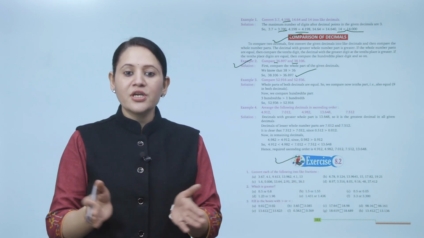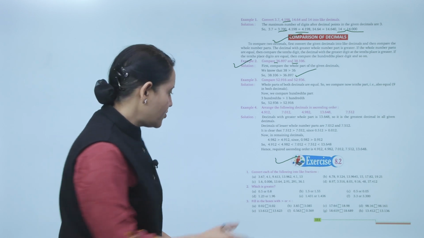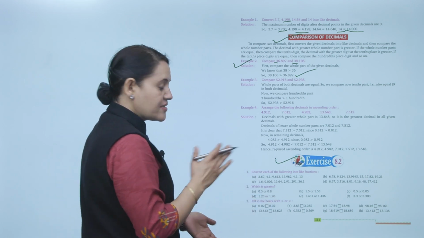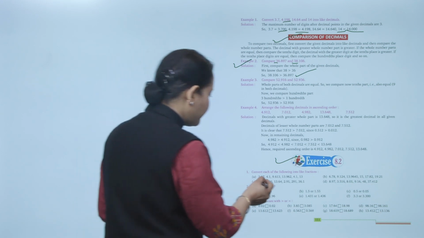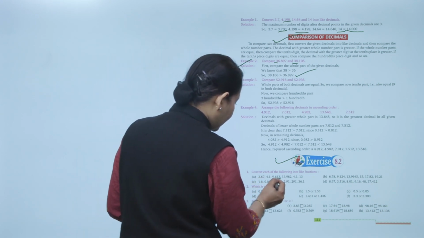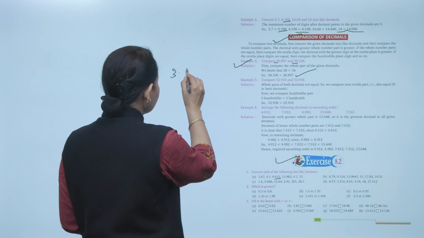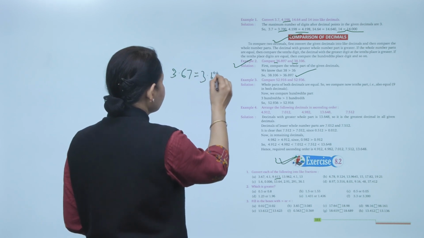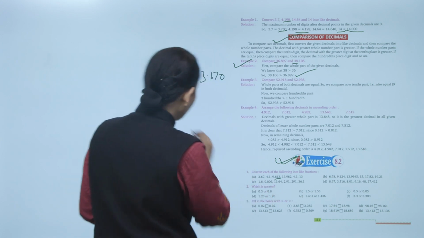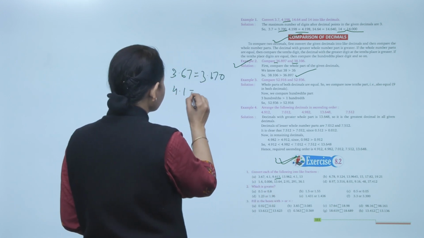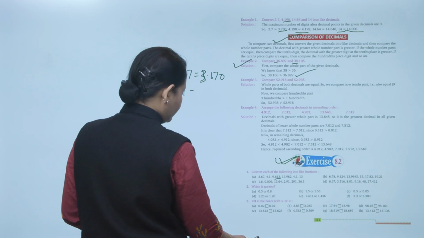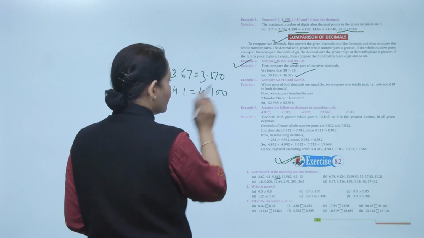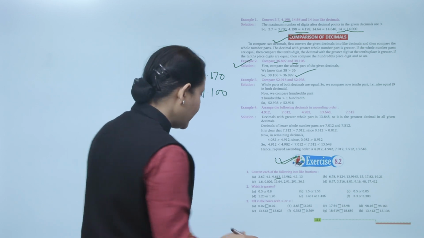Convert each of the following into like fractions. So, here we have to convert all these into like fractions. First we will check what is the maximum number of digits after the decimal. That is 3. So, 3.67 can be written as 3.670. 4.1 will be 4.100. So, after the decimal there are 3 digits.